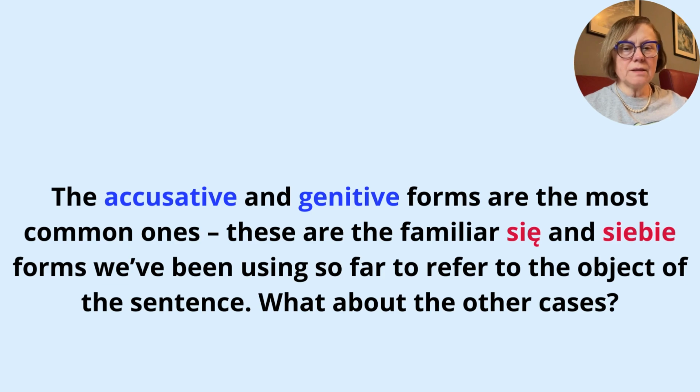The accusative and genitive forms are the most common ones. These are the familiar się and siebie forms we have been using so far to refer to the object of the sentence. What about the other cases?